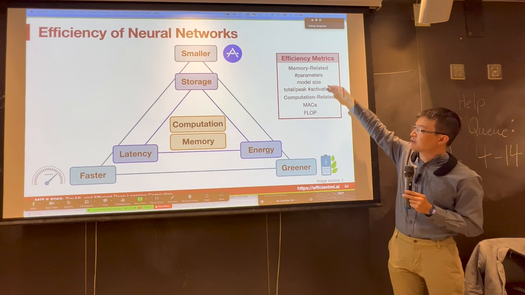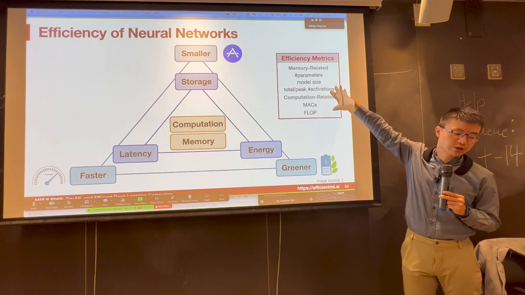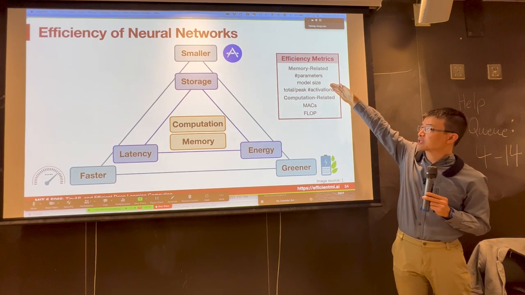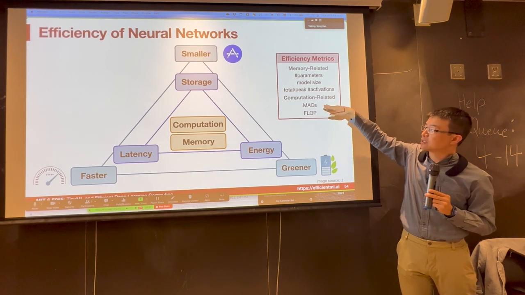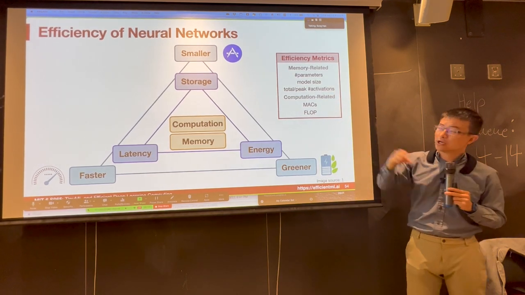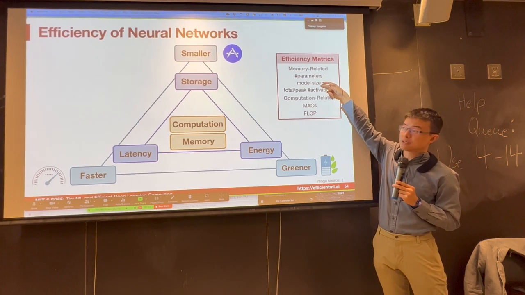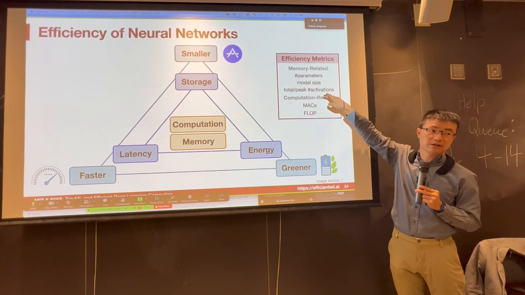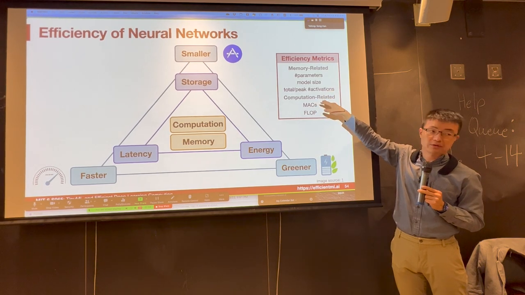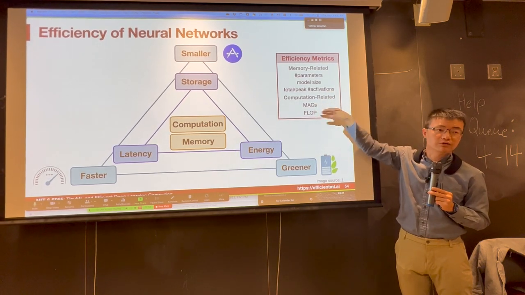So we are going to cover the efficiency metrics from two perspectives. One is memory related, the other is computation related. For memory related, we are going to talk about the number of parameters, the model size, the total activation and peak activation. For the computation related, we are going to talk about MAC and FLOP.